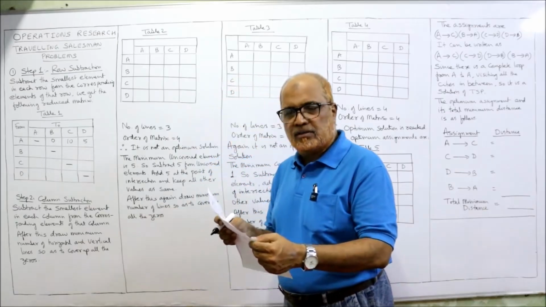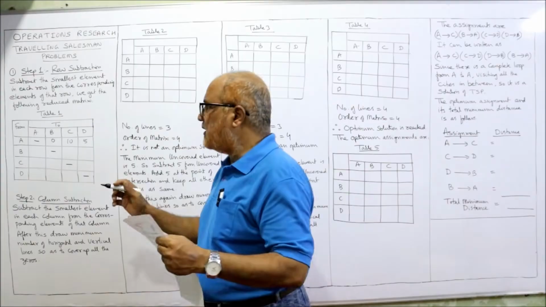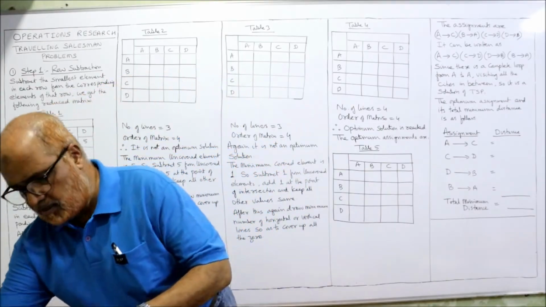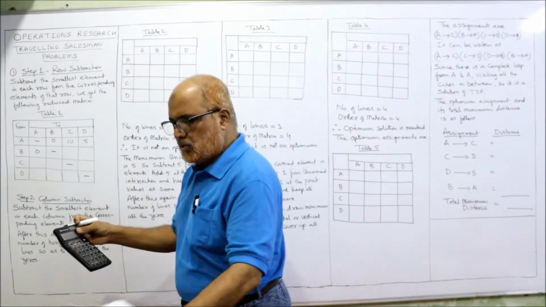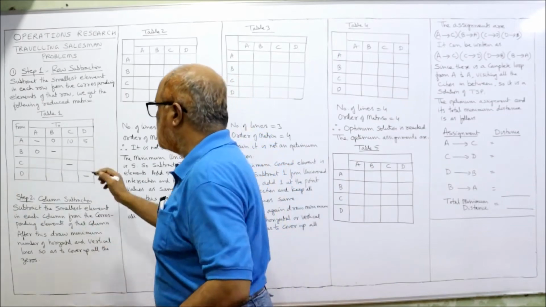First row completed. Second row minimum is 22. So 22 minus 22, it is 0. Right? Then next one is 45 minus 22. So we can calculate 45 minus 22. It comes to 23.